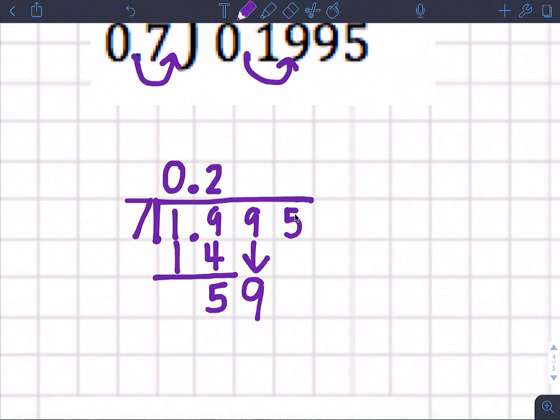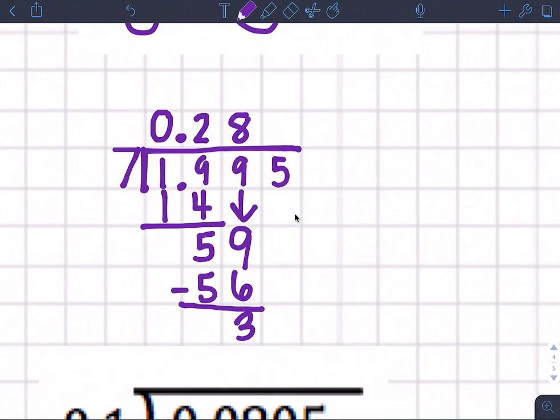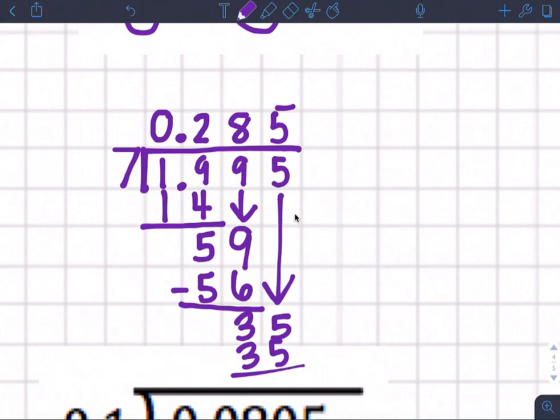Does 7 go into 59? Yes, it does. It goes in 8 times. 7 times 8 is 56. Alright, and 59 minus 56, excuse me, and we're left with 3. We're not done. Bring down the 5. Does 7 go into 35? Yes, 5 times. 7 times 5 is 35, and we are left with 0. So our answer is 285 thousandths.